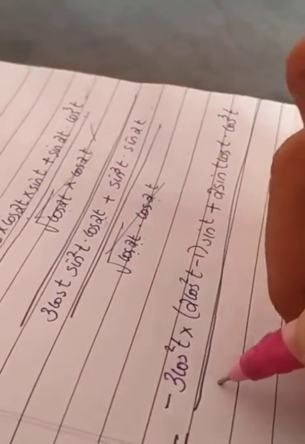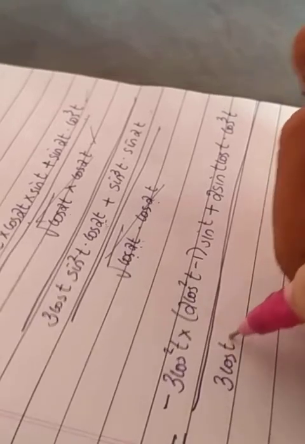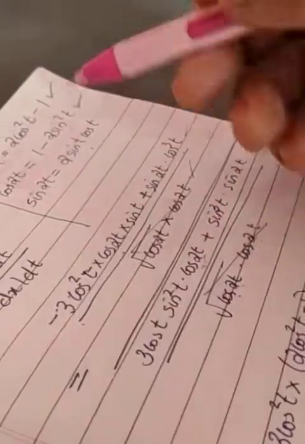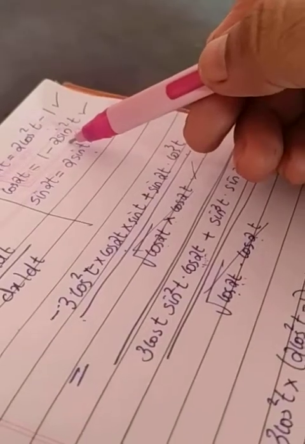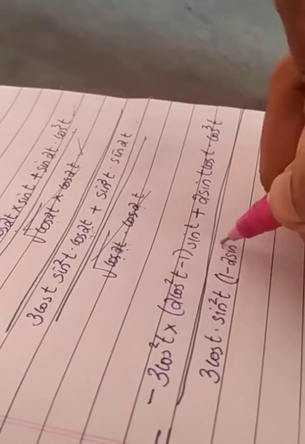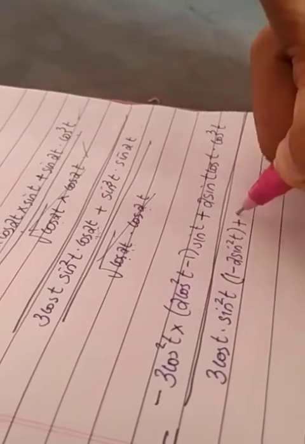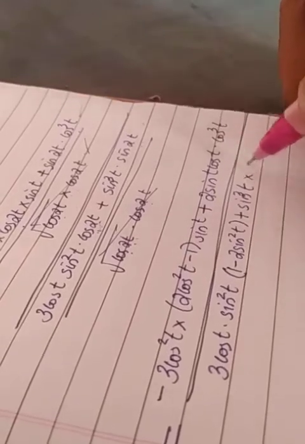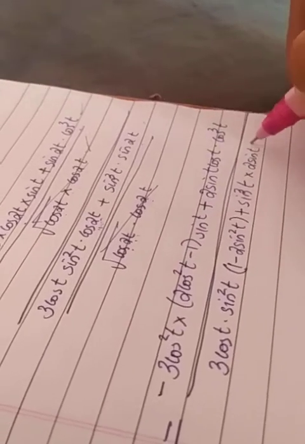what we will do with the denominator: 3 is the same, cos t is the same, sin square t is the same. Instead of cos 2t, the formula we are going to apply is 1 minus 2 sin square t, plus sin cube t has no change, and instead of this sin 2t, again apply the formula 2 sin t cos t.